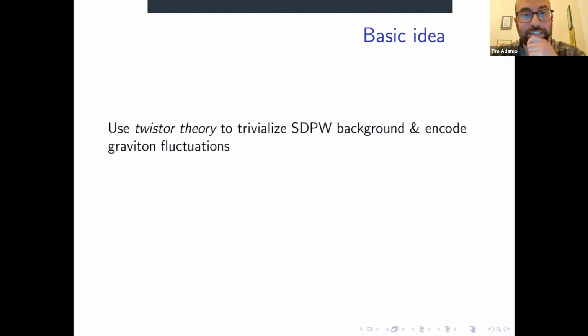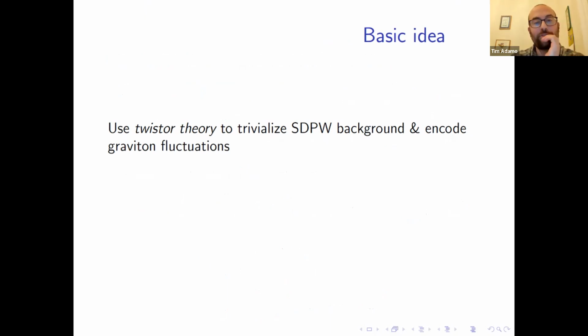So the basic idea that I'd like to outline to you is that we're going to use something called twistor theory to trivialize, in a way, this self-dual plane wave background and encode graviton fluctuations on it. Now, twistor theory has been brought up a few times already this week in various guises. So thankfully, I can treat it with a light touch here, assuming that you've absorbed something from the talks that have gone before me. But if not, I'll do my best to convey some flavor of what's going on.